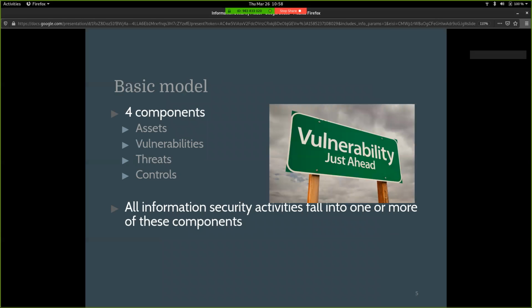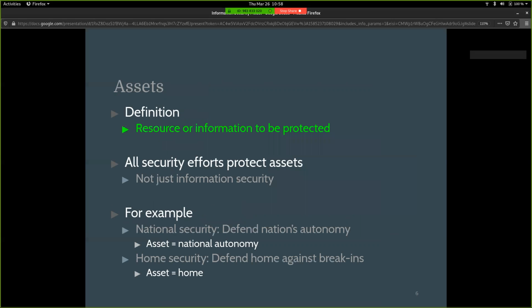So the basic InfoSec model has 4 different components. It's made up of assets, vulnerabilities, threats, and controls. All these activities are going to fall into one of these particular components. If we dig into assets, most of us probably think of these as being physical assets, and certainly those exist, but the most valuable for an organization are the information assets themselves. But it's really just any resource or set of information that needs to be protected.